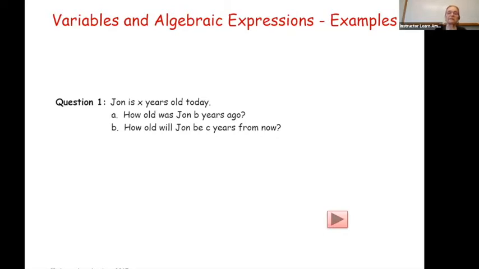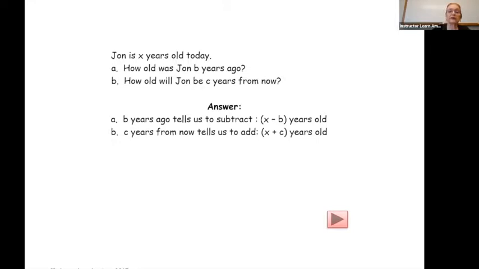Now let's see some examples of how this works. For example, suppose John is x years old today. How old was John b years ago? How old will John be c years from now? Well, b years ago tells us that we subtract b from John's present age, which we've designated as x. C years from now tells us that we add c to the number of years that John is now.